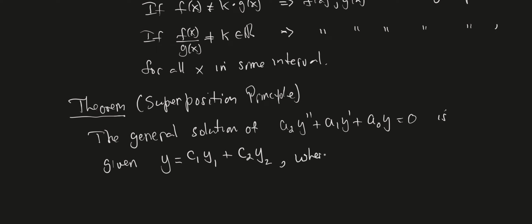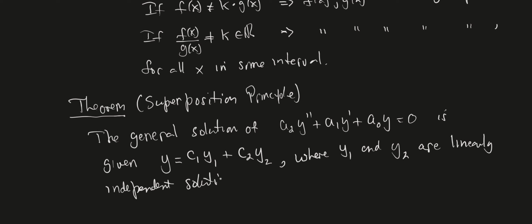So where y1 and y2, actually, let's say it like this. So y1 and y2 are linearly independent solutions of the differential equation, right?